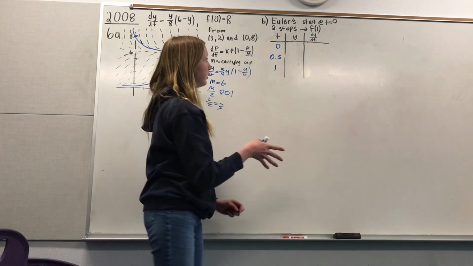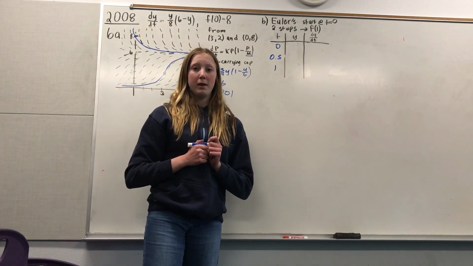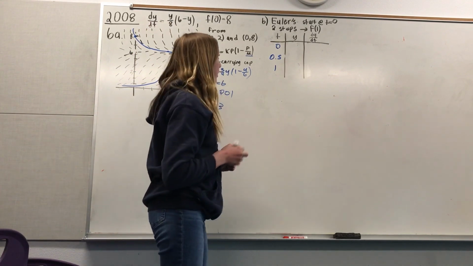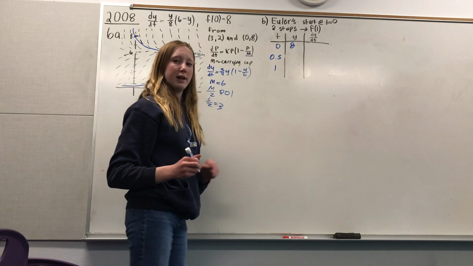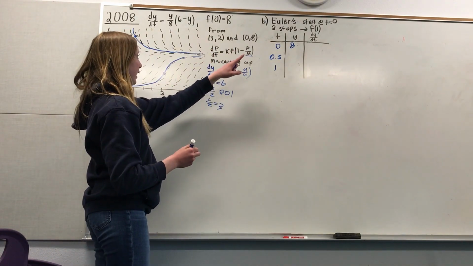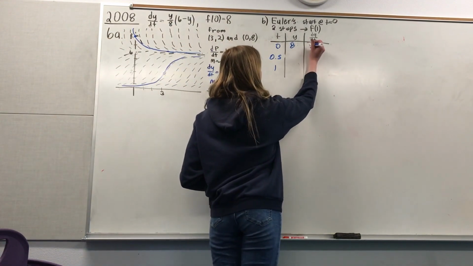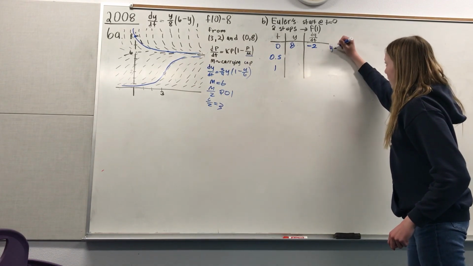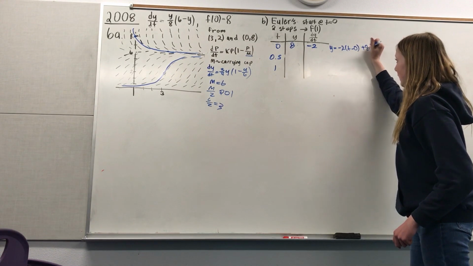I set up this table with t, y, and dy/dt so I can easily make tangent line approximations at each t value. So (0, 8) is our initial condition. I'll find dy/dt by plugging t equals 0 and y equals 8 into this differential equation, and I get dy/dt equals -2. So my equation here will be y equals -2(t minus 0) plus 8.